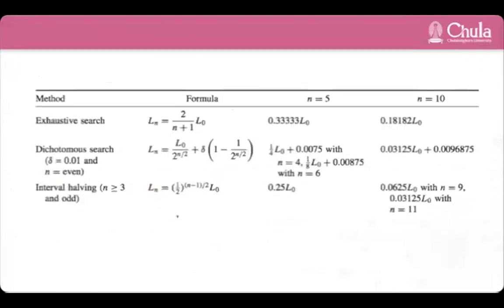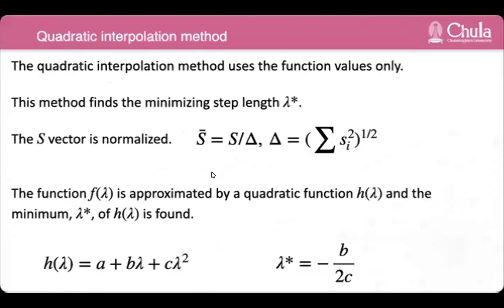And this is a summary of how the area shrinks at each iteration, starting from the first iteration and then the second iteration. What happened? So that is about the elimination method. The next one is the interpolation method. For the interpolation method, it's different.